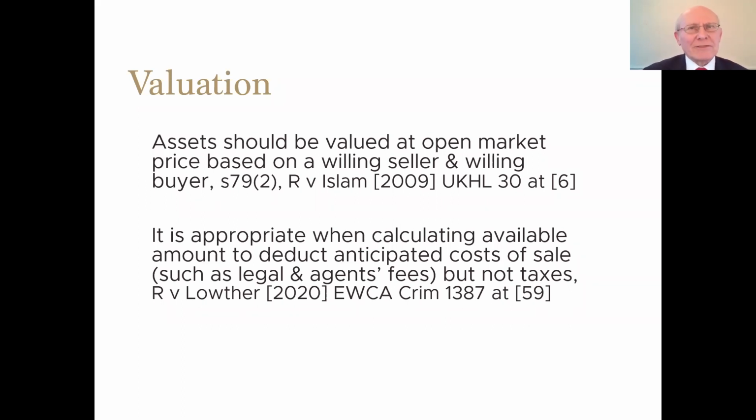But you can't knock off taxes. So if you're selling a rented property and there might be capital gains tax to pay on the sale, unfortunately, you're not allowed to take account of that in working out the defendant's available amount. Of course, if he's going to be cleaned out by confiscation, then he's not going to be in any position to pay that capital gains tax when the bill arrives. But that, as you might say, is not our problem. That's a problem for HMRC.